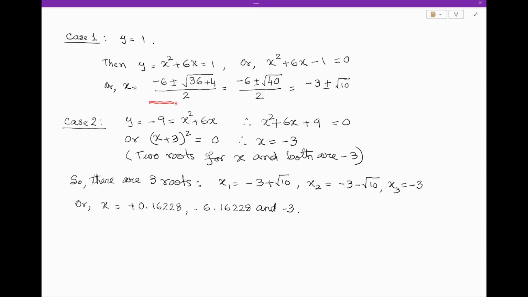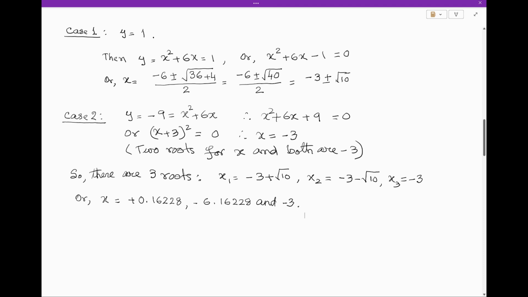Therefore, we get minus 6 plus or minus square root of 36 plus 4, divided by 2, which is equal to minus 6 plus or minus square root of 40 divided by 2, that is minus 3 plus or minus square root of 10.